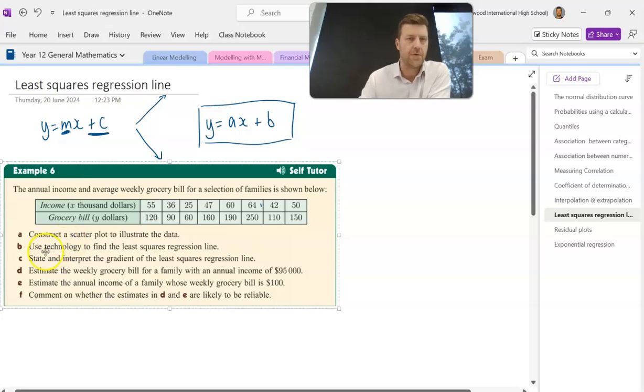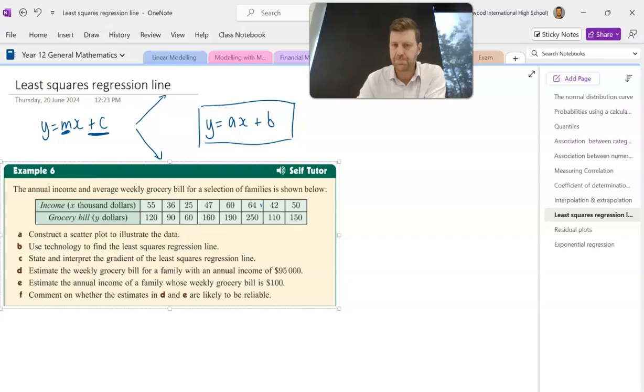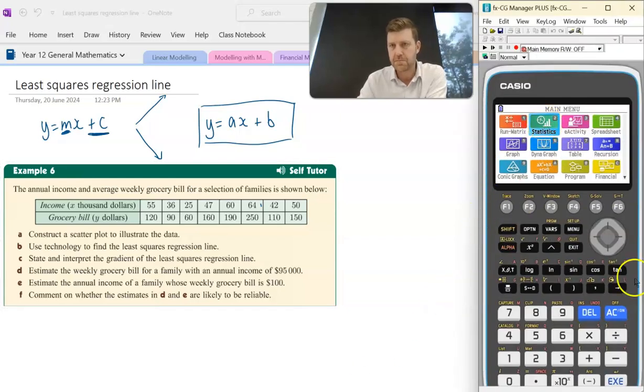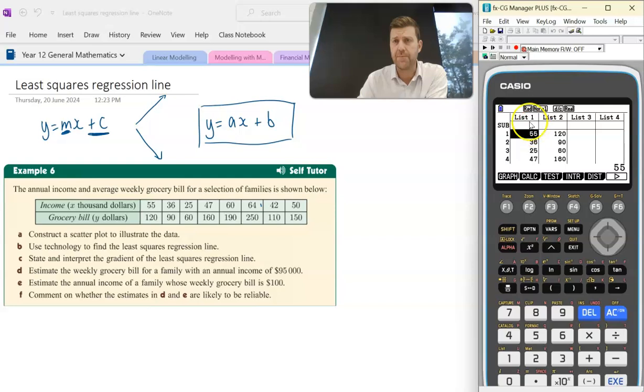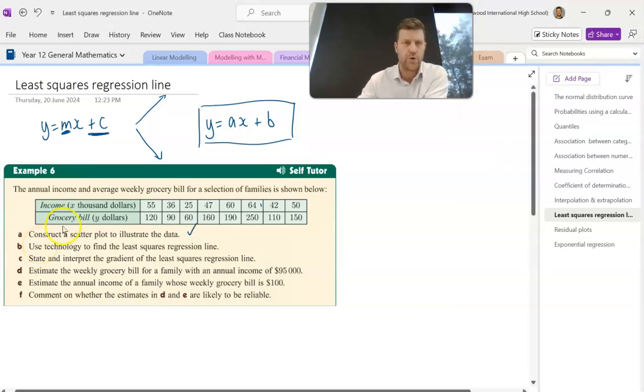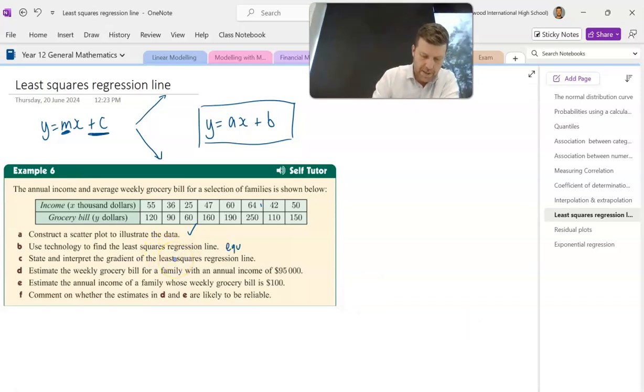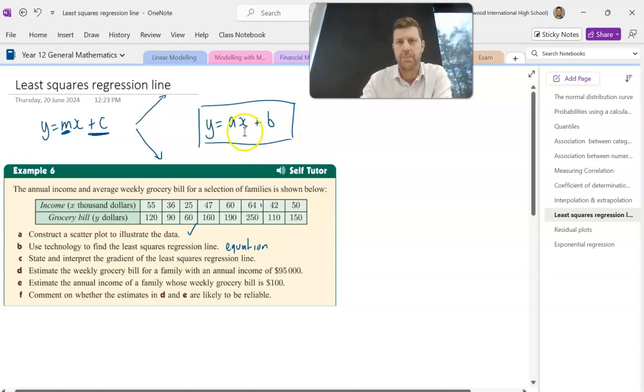So it says to, first of all, construct a scatter plot to illustrate this data. Again, we're going to be doing that in the graphics calculator. Again, to save a little bit of time, in the stats function, I've put in the X variables, the explanatory variables, into list 1, and the Y variables or the response variables into list 2. So that one is now done. It then asks us to use technology to find the least squares regression line. When it asks that, it's actually asking for the equation of the line. So what is the equation in the form y equals ax plus b?